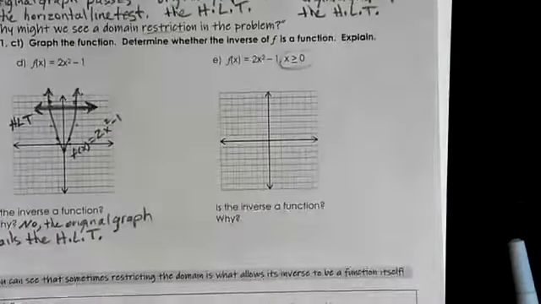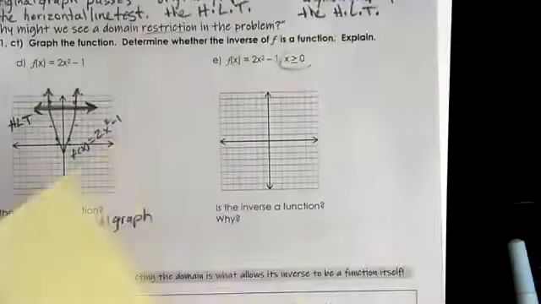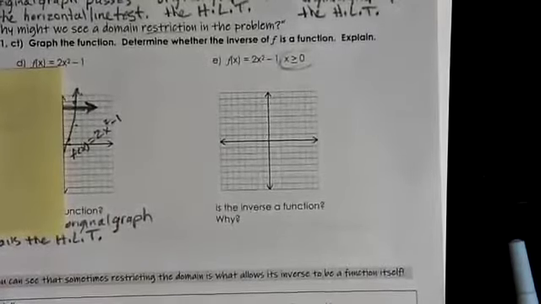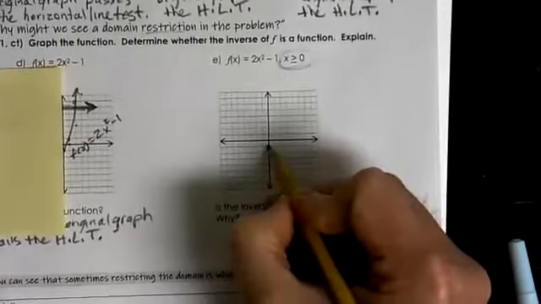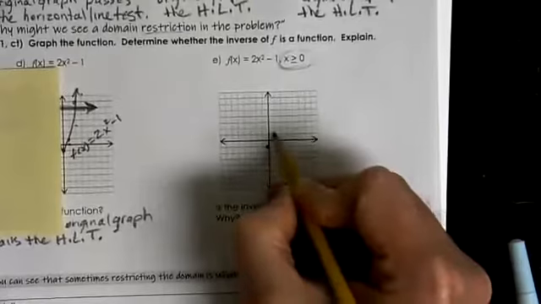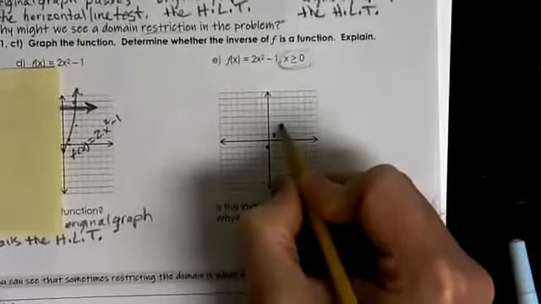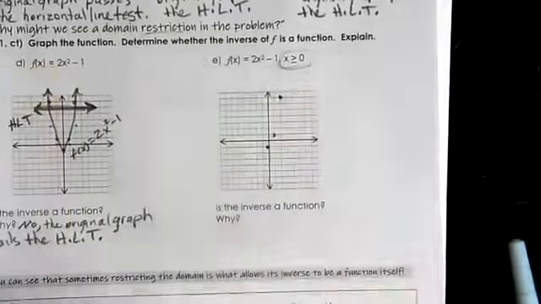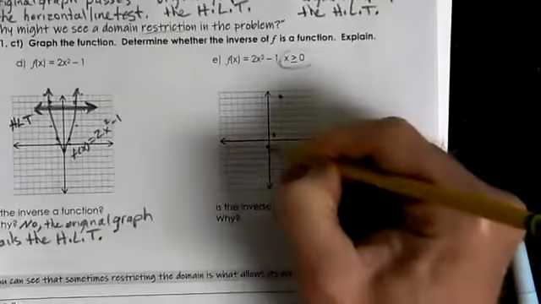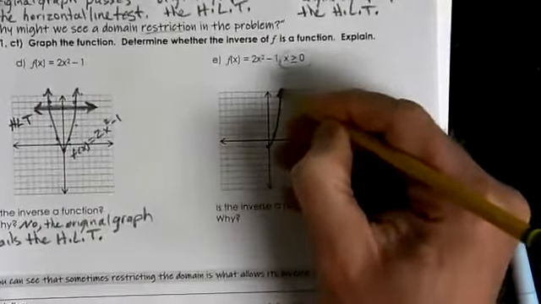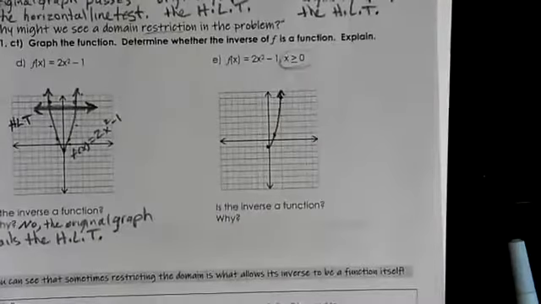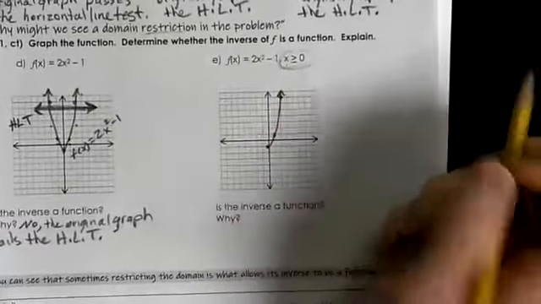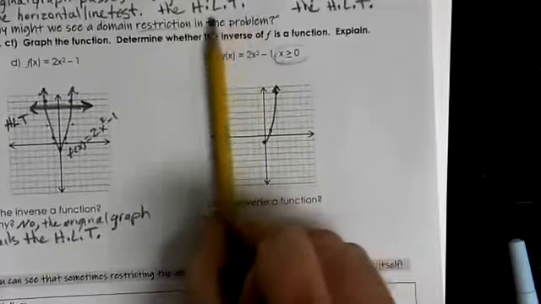What if we only look at values that are greater than or equal to 0? What if we only look at that part of the graph? We're not going to look at the other half of the graph. We're only going to look where x values are greater than or equal to 0. We're not going to look at the x values less than 0.